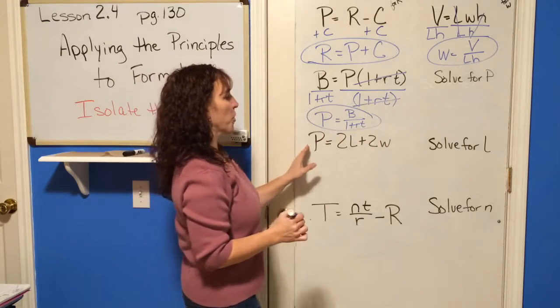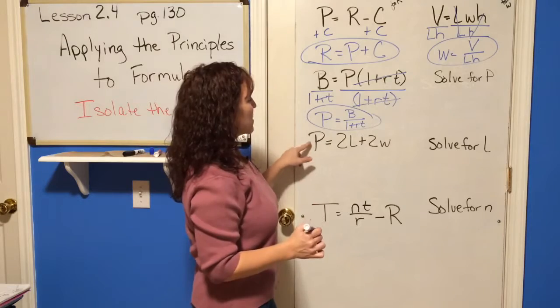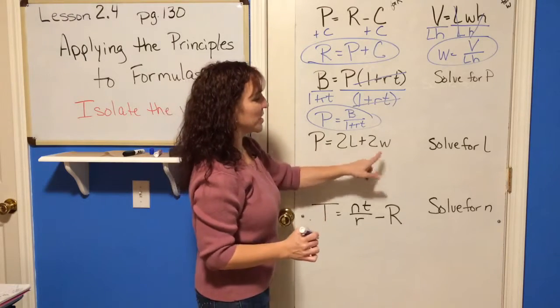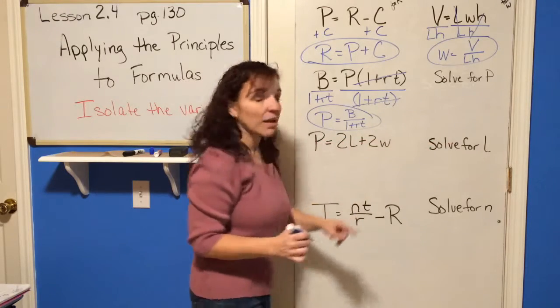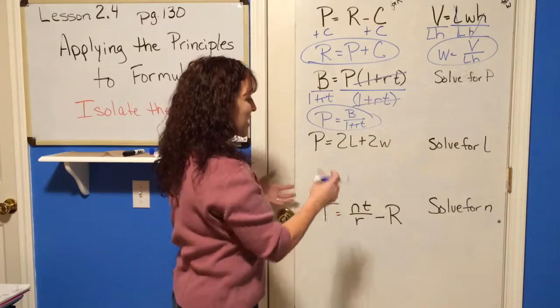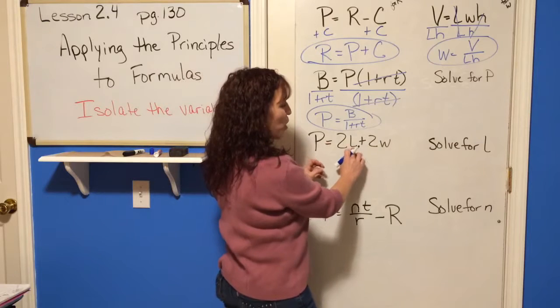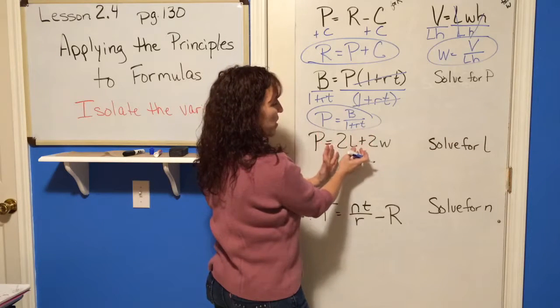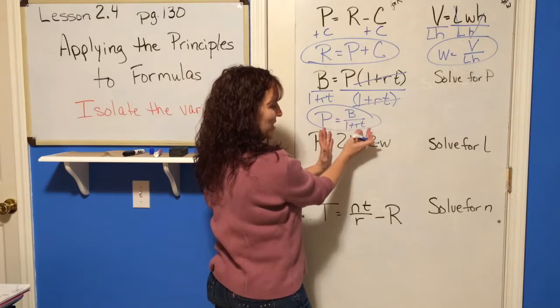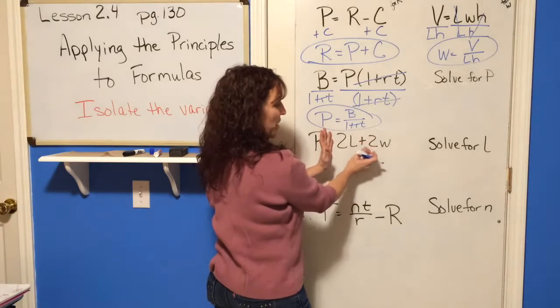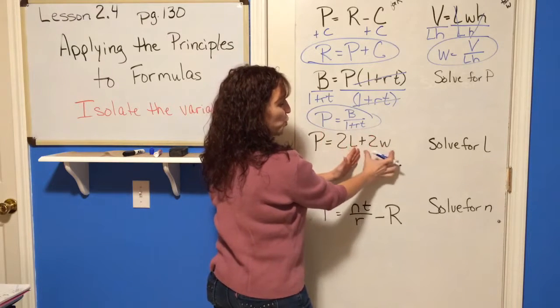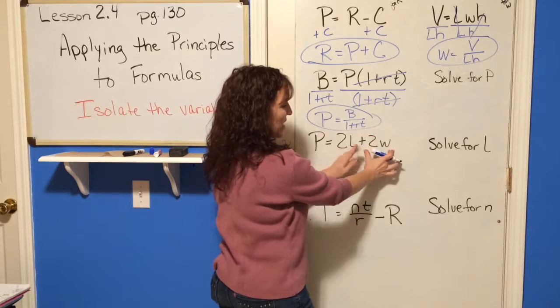All right, let's do a couple more. This is a perimeter. Perimeter equals 2 times the length plus 2 times the width. I want to know, well, what's the length of whatever it is? Now in this case, we're going to do both at the same time. So we want to get the L by itself, so we've got to get the term that has the L in it by itself, which means that we added something to this. So first we're going to subtract this to get it by itself.